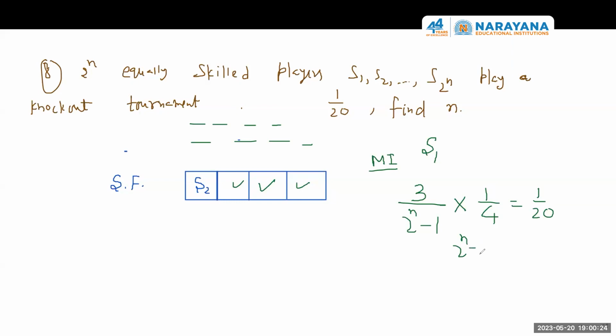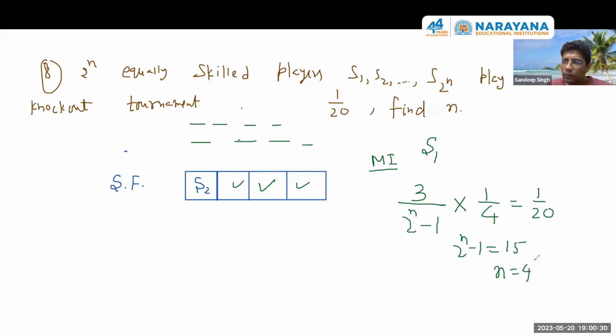I will also tell you another method. So 2 power n minus 1 is 15. This is one way to observe this. This is very fun. Now try to observe this in a different manner. S2 has reached the semi-finals. Agree? So what is the chance S2 will win the tournament?